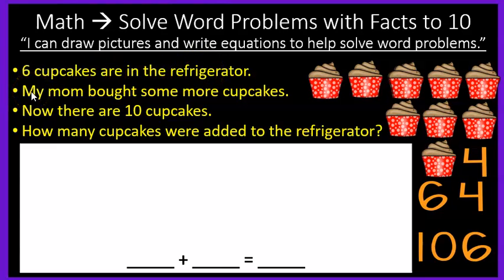Now, let's read the next line. Just read it with me. My mom bought some more cupcakes. What did Mom buy? Yes, she bought some more cupcakes. Now let's keep reading. Now there are 10 cupcakes. How many cupcakes are there now? Now let's keep reading, okay? Let's read our question. How many cupcakes were added to the refrigerator?